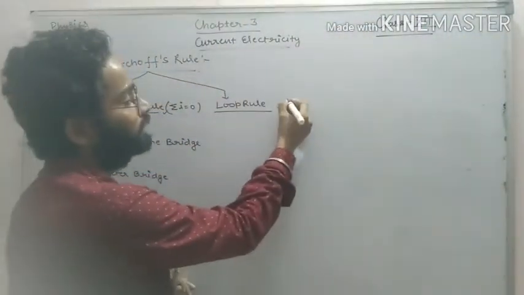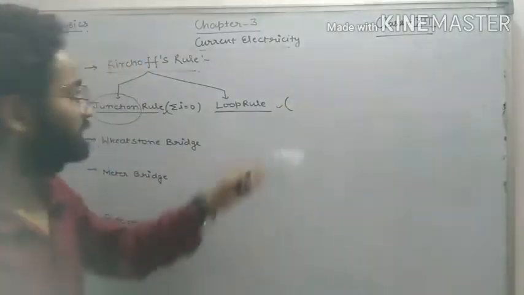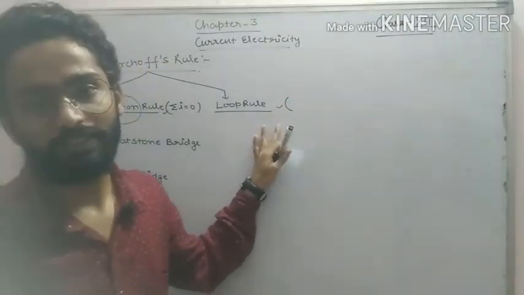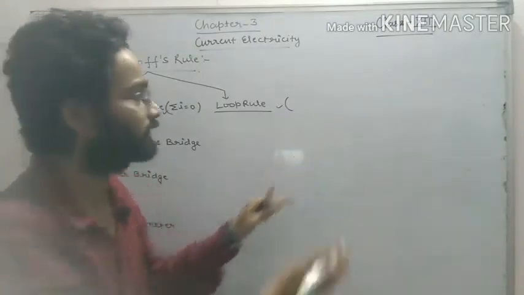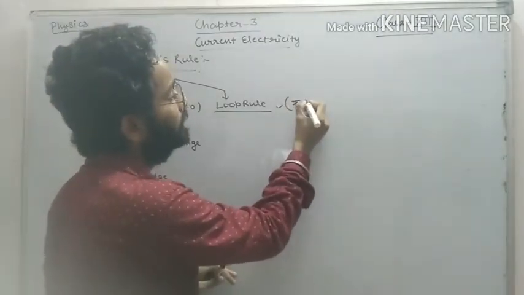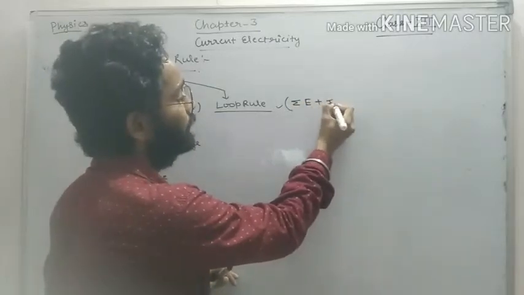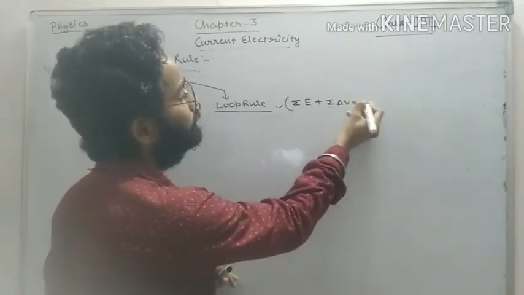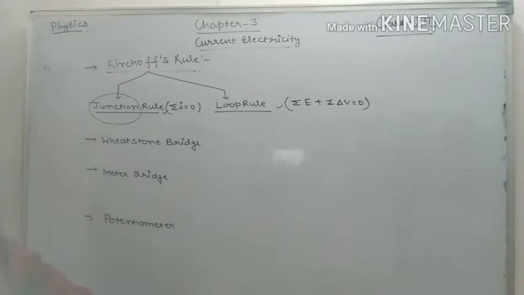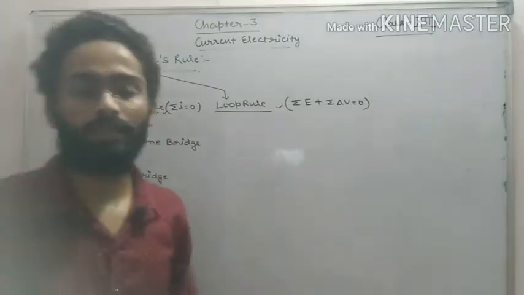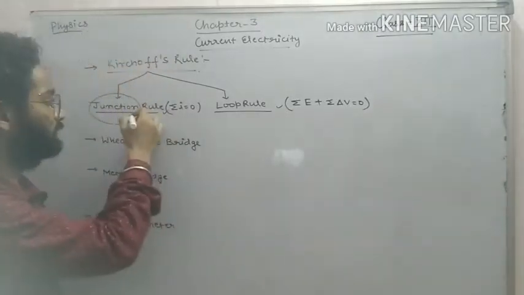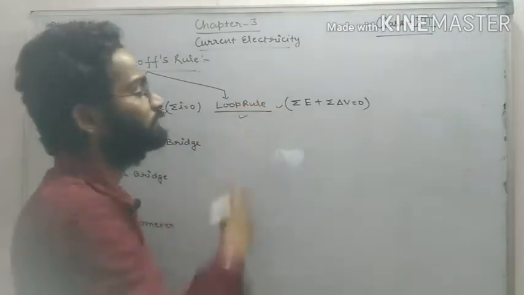And the second rule is the loop rule. It is about voltage. It states that the algebraic sum of all the potential differences, whether it is EMF or potential difference, is always equal to 0. That is, E plus sigma delta V is equal to 0. So these are the two rules given by Kirchhoff, and they are very useful for an electrical circuit.